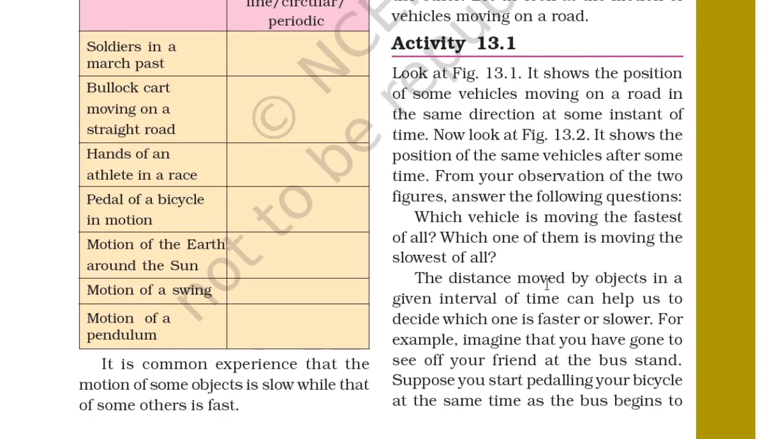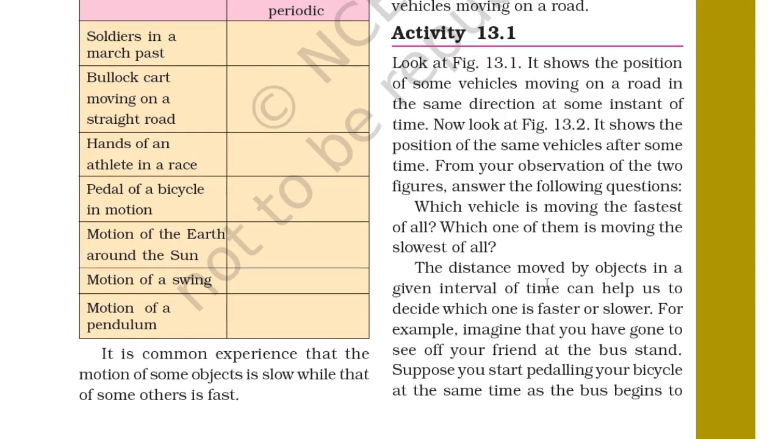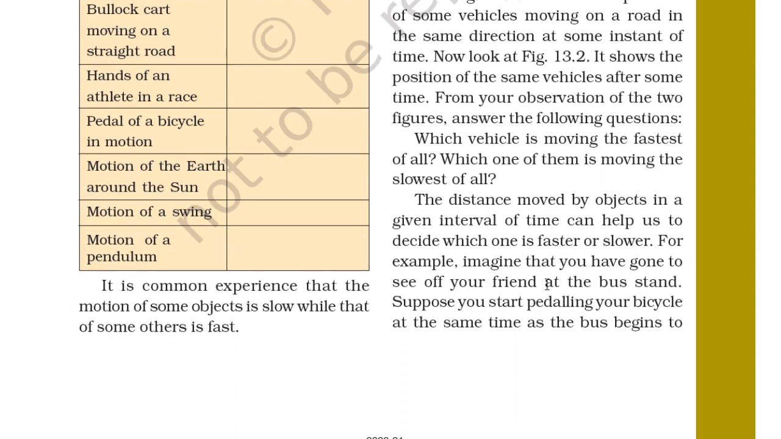Now look at figure 13.2. It shows the position of the same vehicles after some time. From your observation of the two figures, answer the following questions. Which vehicle is moving the fastest of all? Which one of them is moving the slowest of all? The distance moved by an object in a given interval of time can help us to decide which one is faster or slower. So in a given interval of time, the distance traveled by the objects will tell us which one is faster and which one is slower.